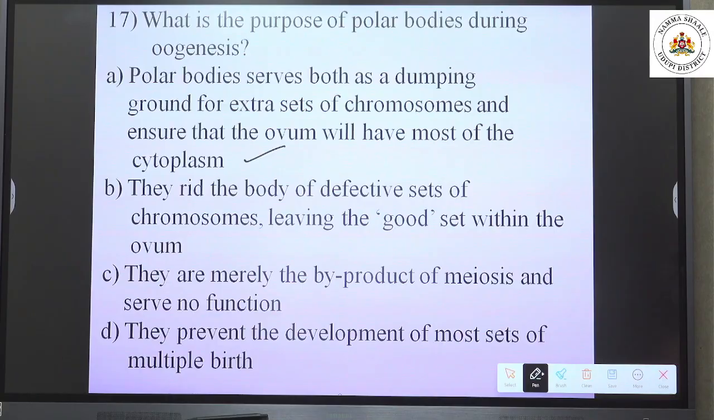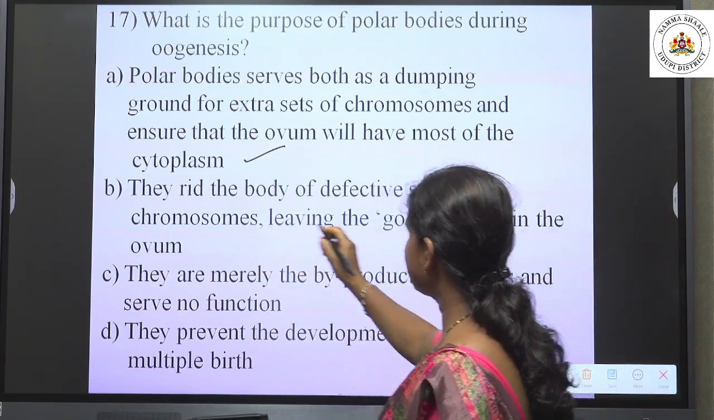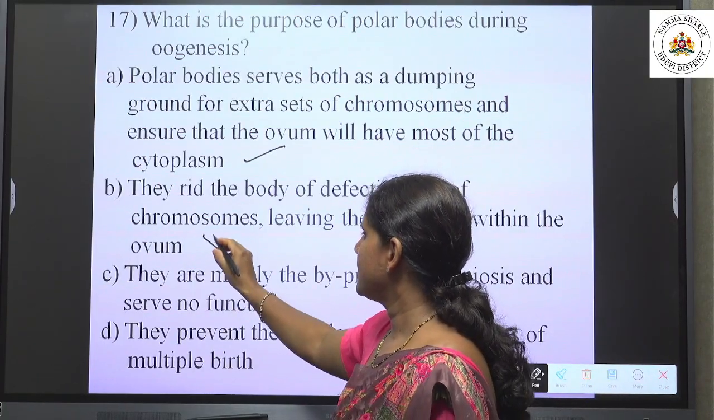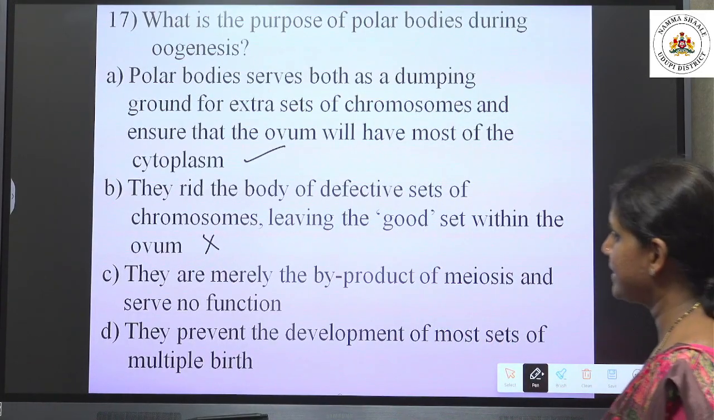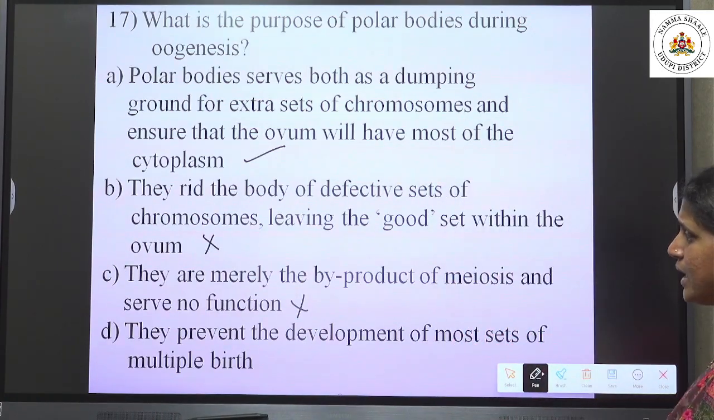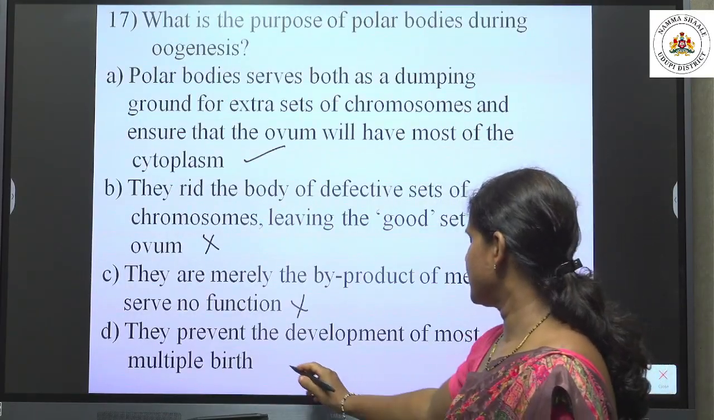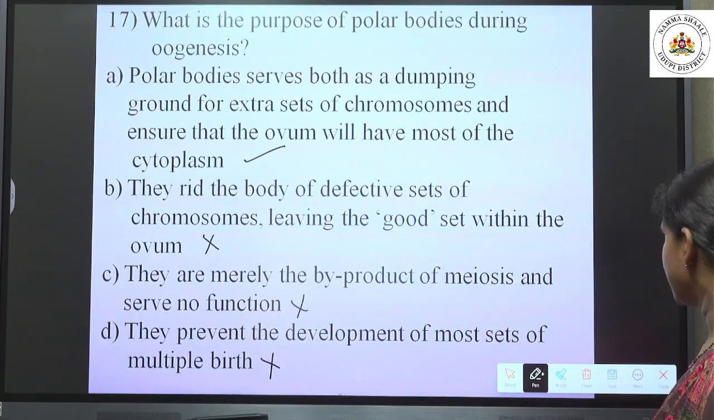Polar body serves both as dumping ground for extra set of chromosomes and ensures that the ovum will have most of the cytoplasm. And the second option, they rid the body of defective set of chromosomes, leaving the good set in the ovum, is wrong. They are merely the byproduct of meiosis and serve no function, but they do have a function. It provides the nutrient for the developing egg, and they prevent the development of most sets of multiple birth. So hence option A is correct.